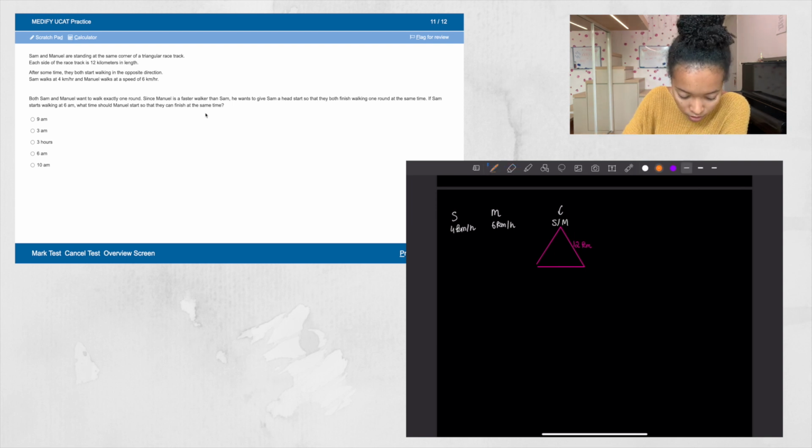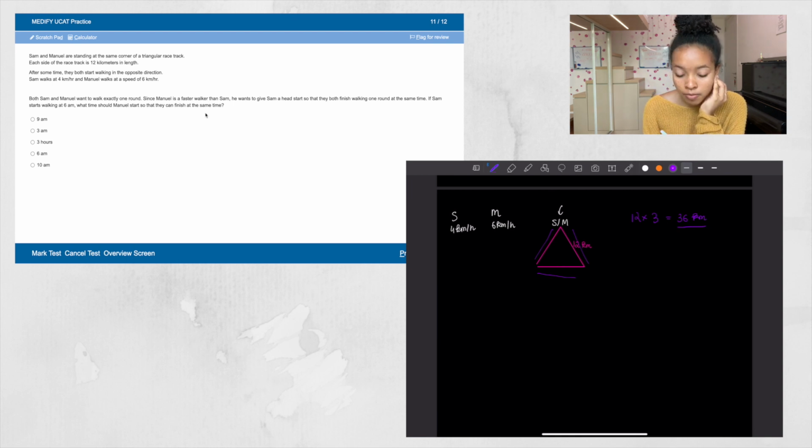So, if we illustrate this, both of them want to walk 1 round. So they both want to walk around the track 1 time. So we do 12 times 3, so that's 36 kilometers. They both want to walk 36 kilometers, okay?